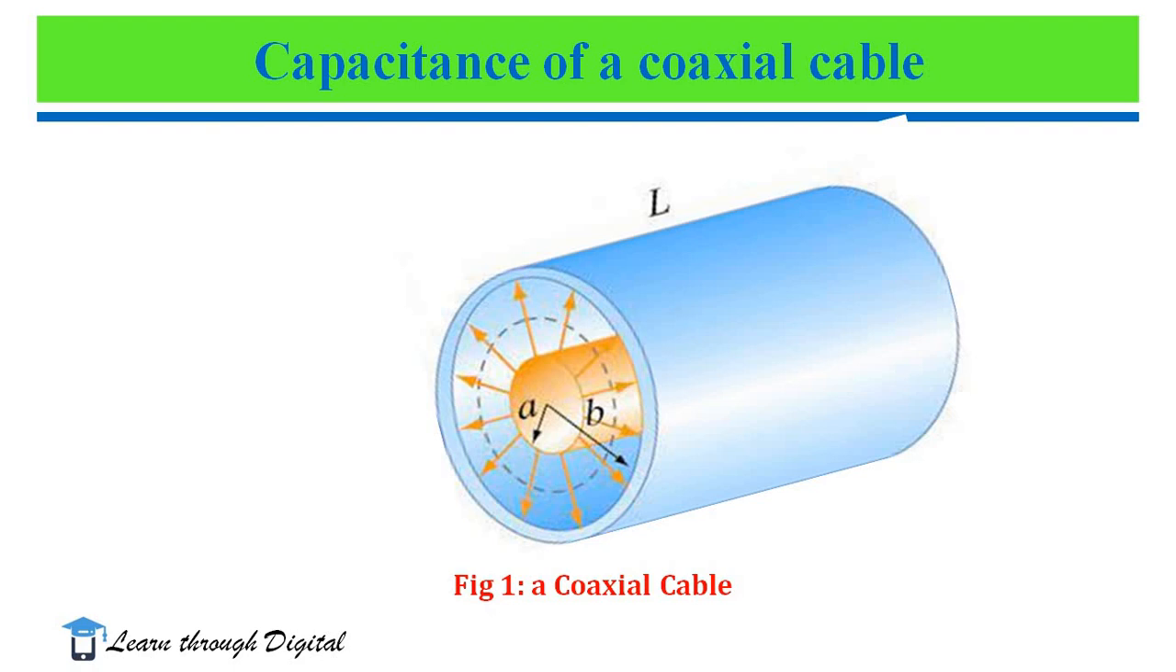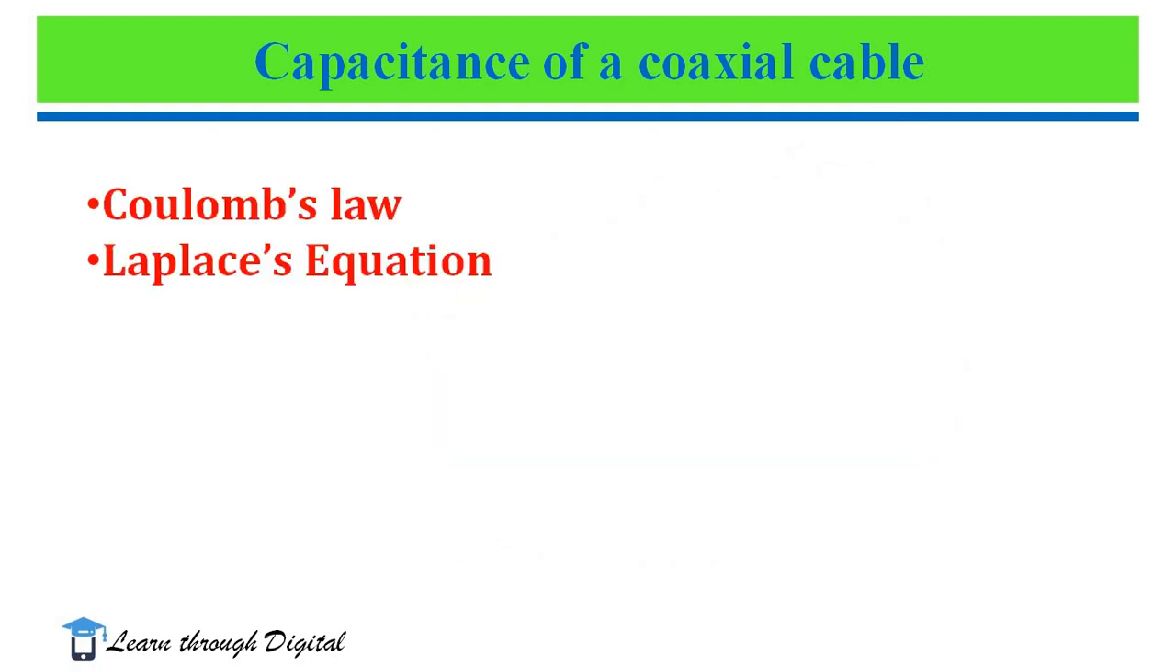The inner conductor carries a charge density plus rho L coulomb per meter on its surface. Then an equal and opposite charge density minus rho L coulomb per meter exists on the outer conductor. So now we are going to derive the capacitance of a coaxial cable in two different ways. One is Coulomb's law and the other is the Laplace equation. First we are going to discuss how to calculate the capacitance from Coulomb's law.